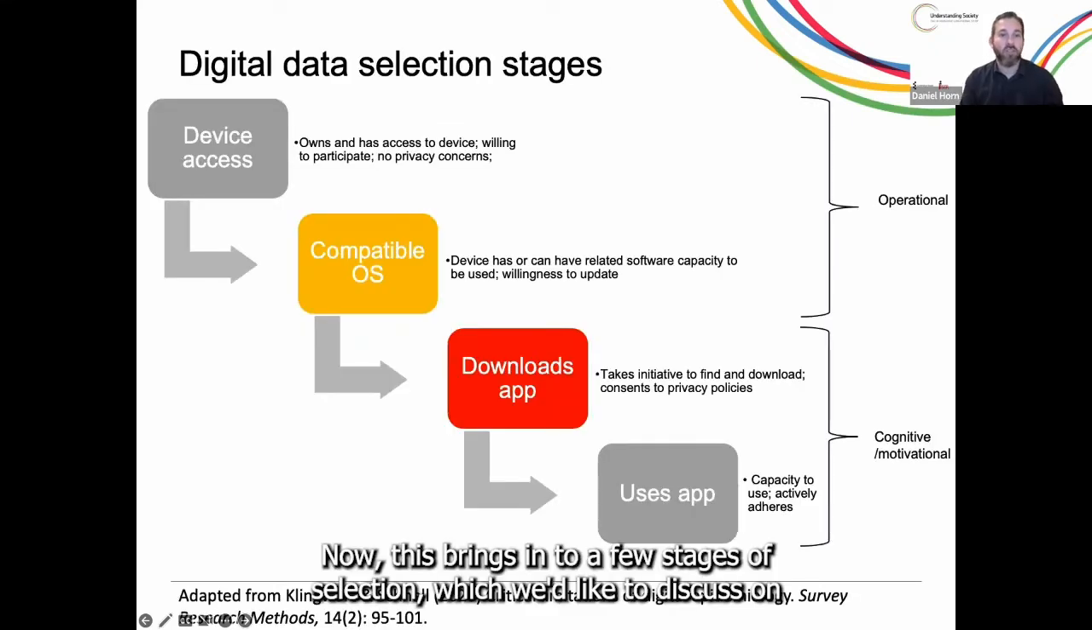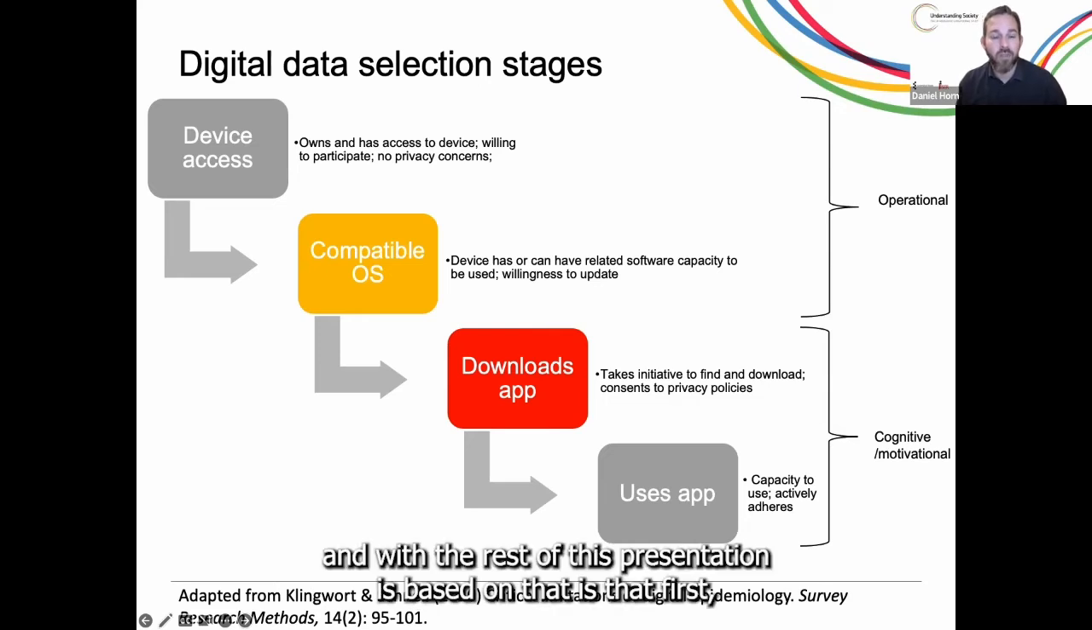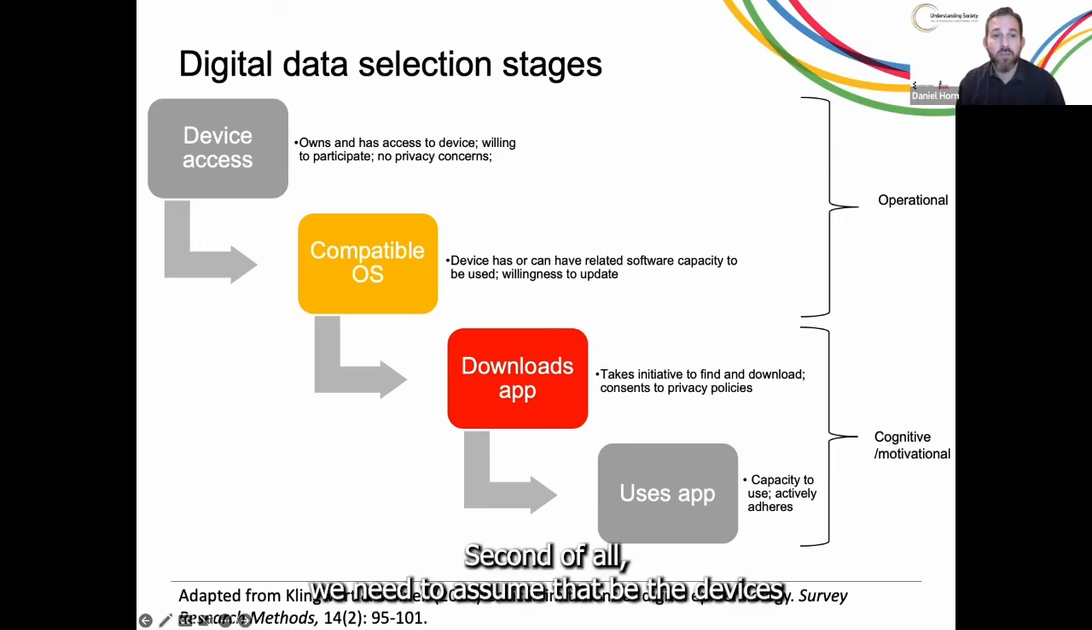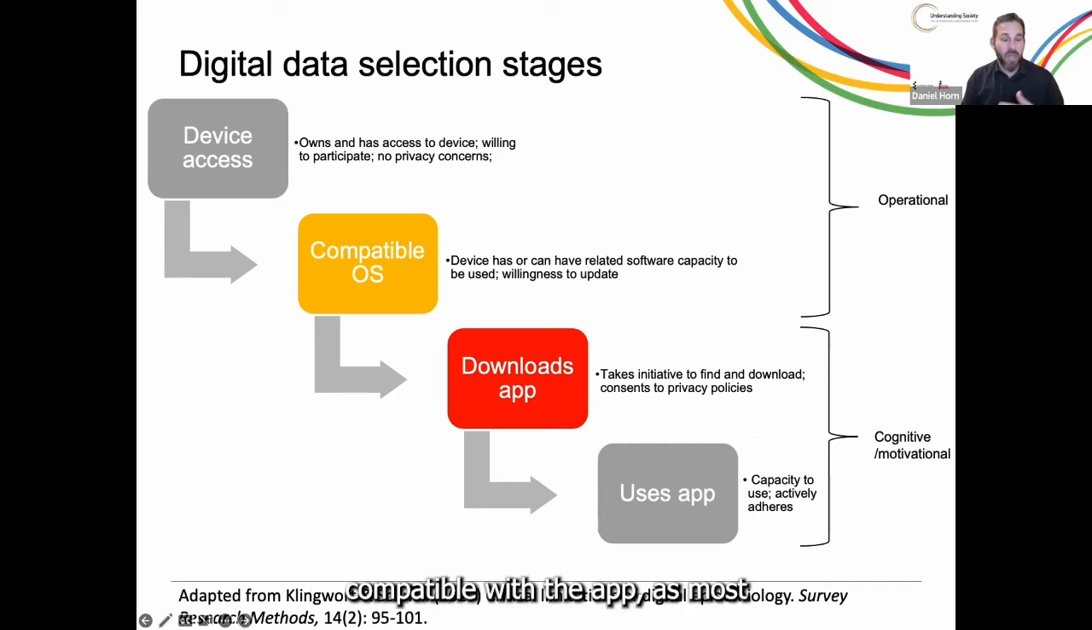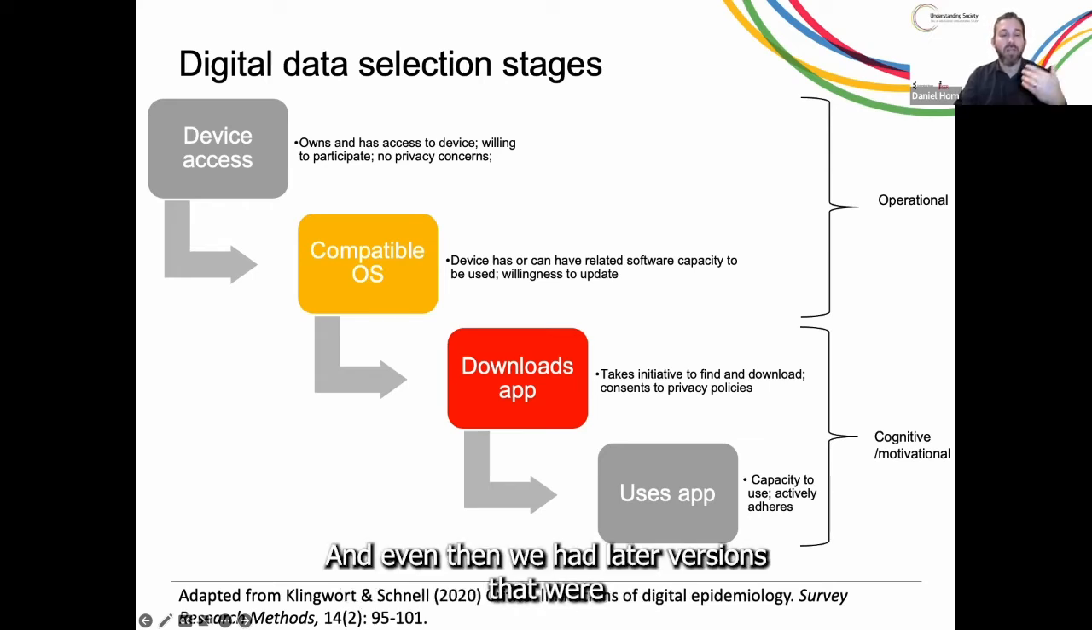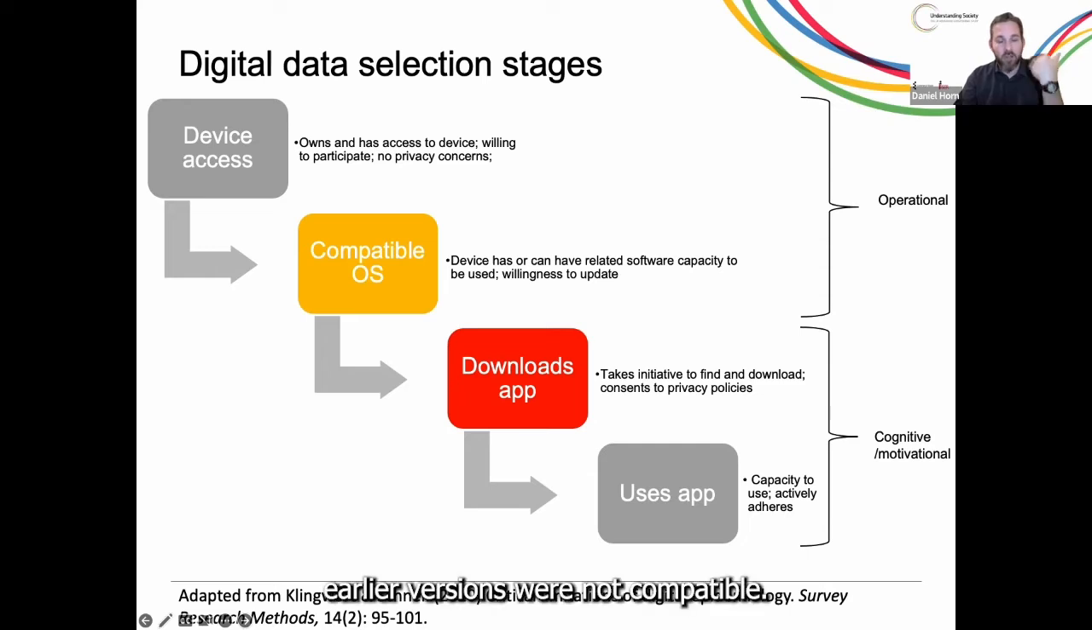Now, this brings in a few stages of selection, which we'd like to discuss here, and which the rest of this presentation is based on. First, in order to be of use, we have to assume that one owns a device capable of operating the app. Second, we need to assume that the device is compatible with the app, as most apps were only designed for certain versions of the operating systems. iOS and Android, for instance, were the top two operating systems that were compatible, and even then, earlier versions were not compatible.